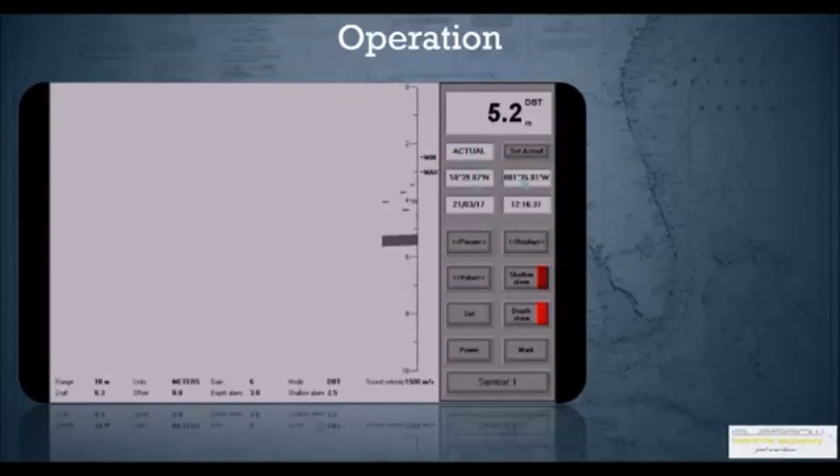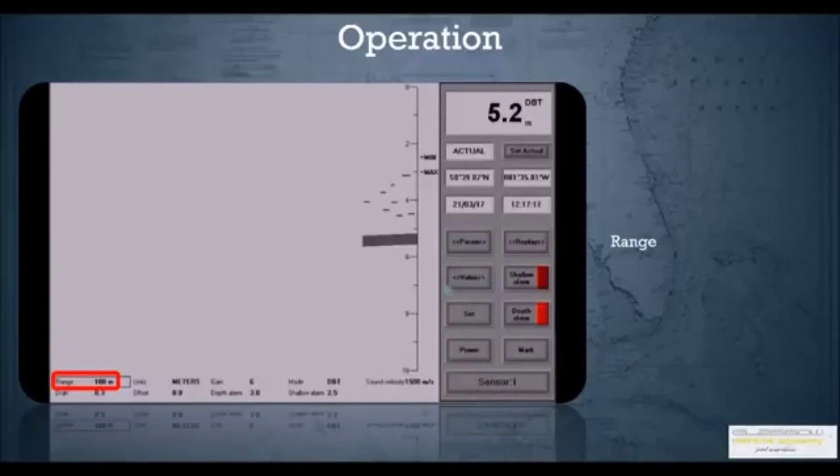You also have lat and long displayed, date and UTC displayed. Here at the bottom you have various parameters which you can change using the parameters button. Let's say you want to change the range, you highlight that bit using that button. And you can change the range here.